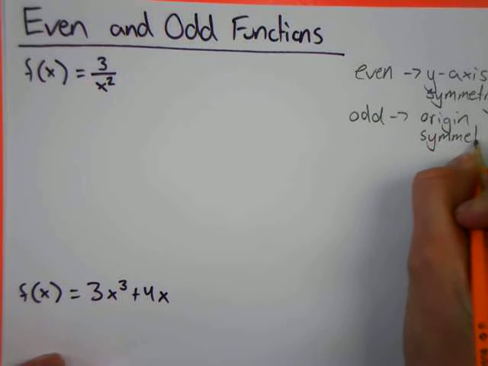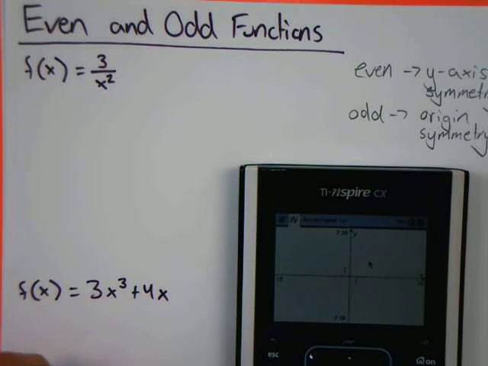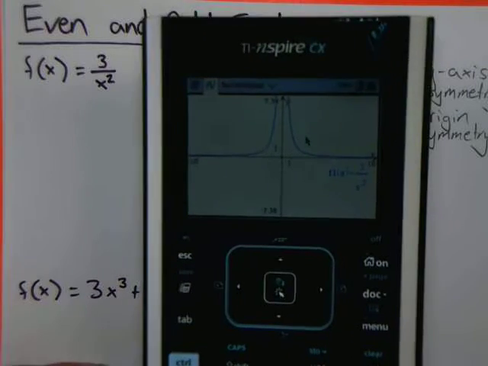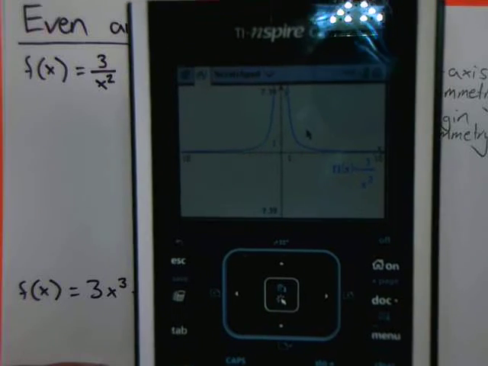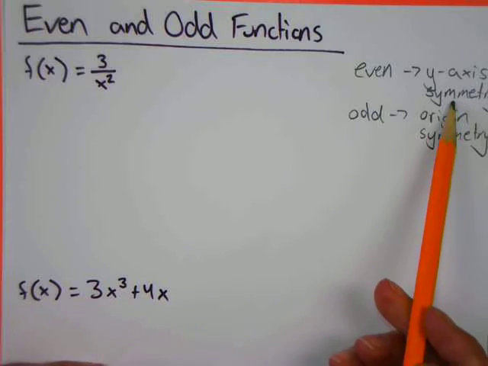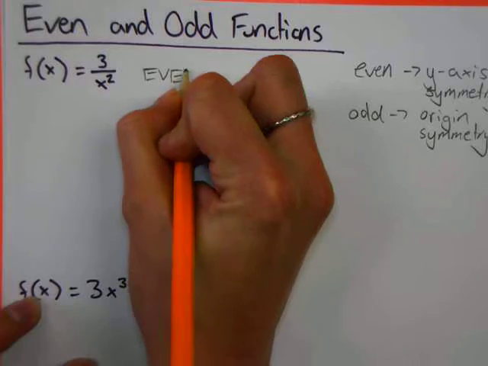So let's say I look at this first function, f of x equals 3 over x squared. If I graph it on my calculator to take a look, I could type that in, 3 divided by x squared. And I see that the function looks something like this, and just from looking I can tell that that has y-axis symmetry, which is going to tell me that that is probably an even function.